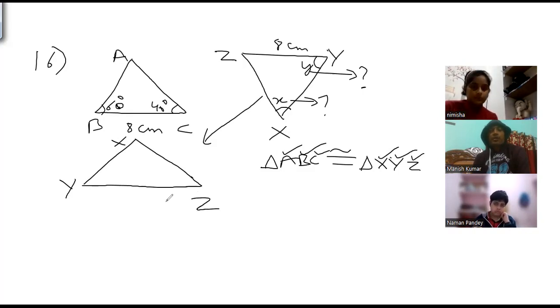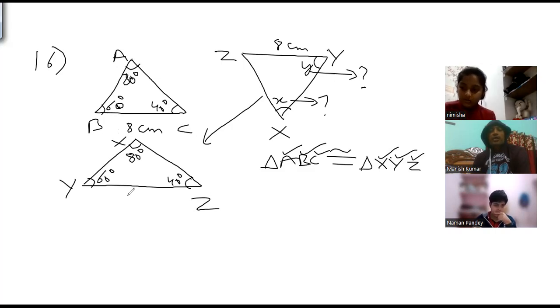Okay. Now how much is this? 60 degrees. This one is 40 degrees, isn't it? Yes, sir. And now what will this one be? It will be 180 minus 60 minus 40 degrees. Then how much? 80 degrees is the right answer. Here also we will write it as 80 degrees.